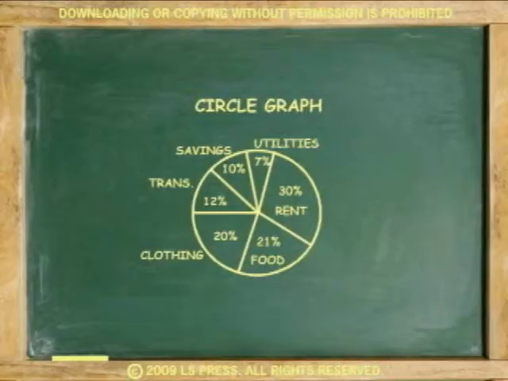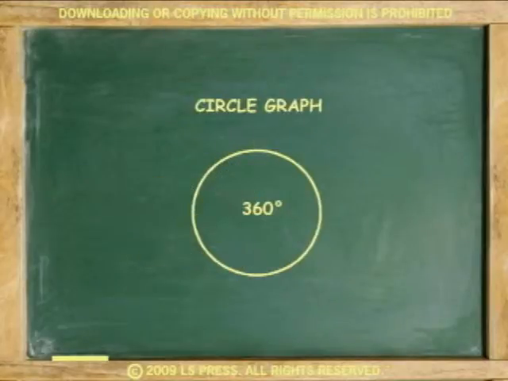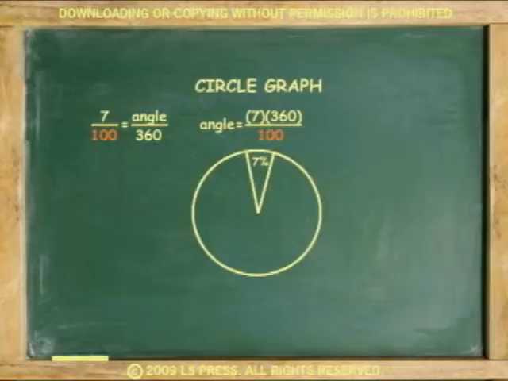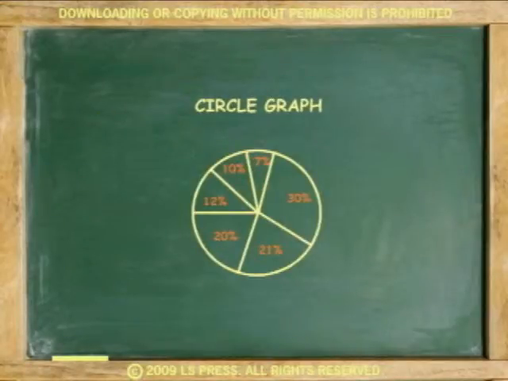To build a circle graph, you must recall that a circle has 360 degrees. Therefore, the piece of the pie devoted to, for example, 7%, has to be proportional to the other pieces of the pie where 100% equals 360 degrees. So 7 is to 100 as angle is to 360 degrees. Angle equals 7 times 360 divided by 100, or 25.2 degrees. The angle for 7% is 25.2 degrees. Each portion of the circle graph must be calculated the same way.